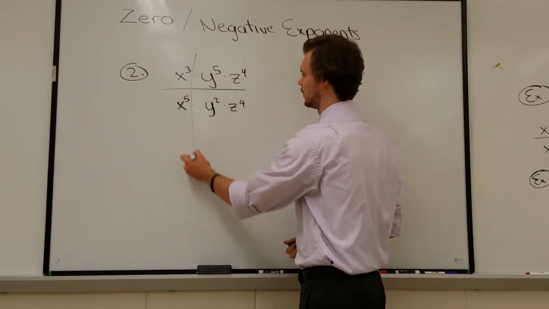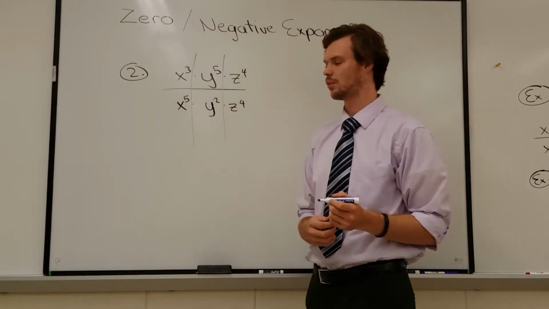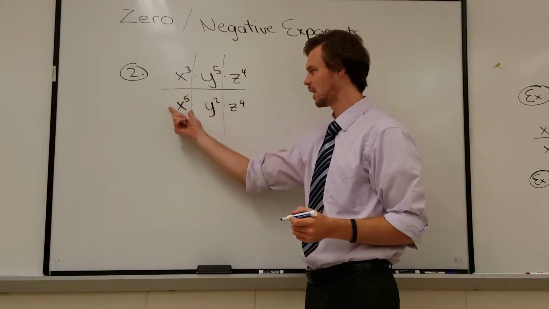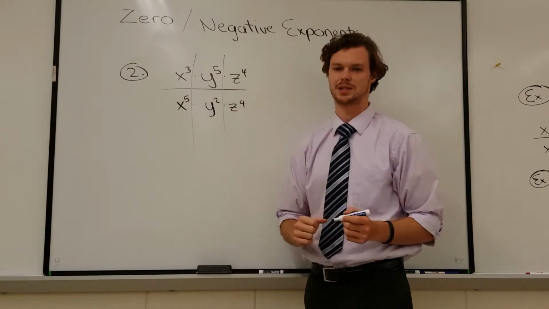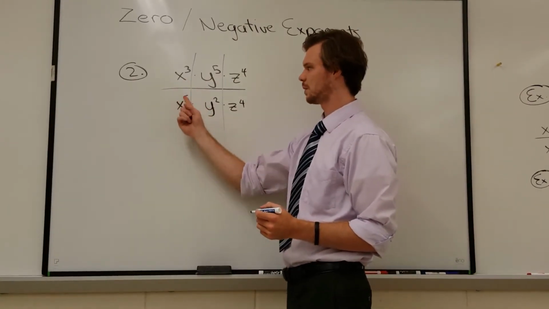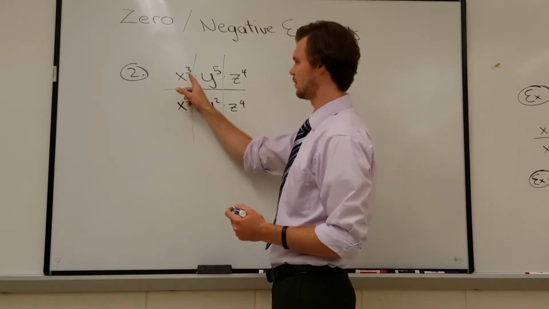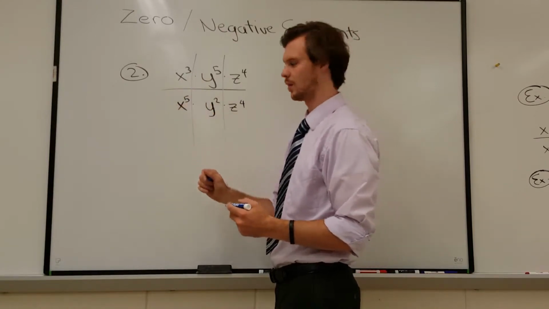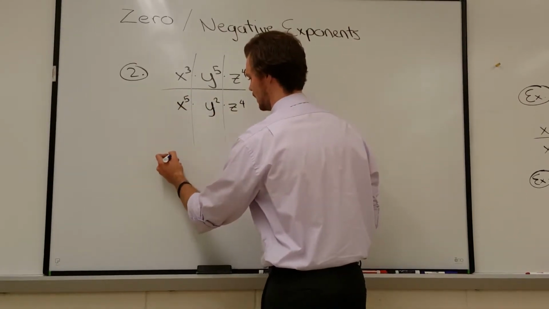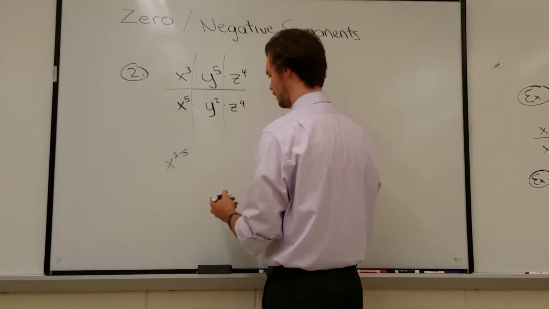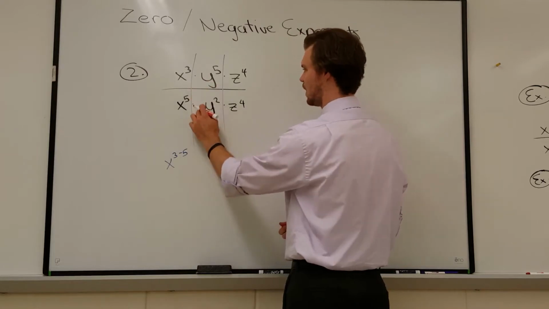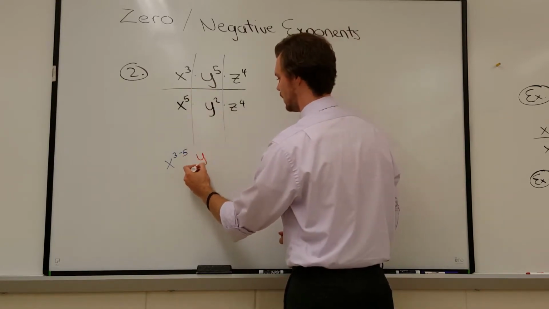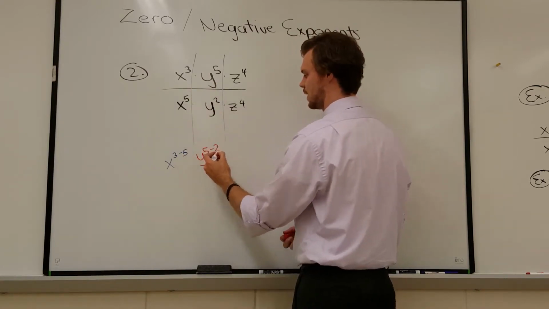I like to think about this splitting it up into 3 different fractions. I got my fraction with my x's as the base, my fraction with my y's as the base, my fraction with my z's as the base. And I like to use my quotient of powers rule. So I have x to the 3rd over x to the 5th. That's going to be x to the 3 minus 5 power. And let me use different colors for these. So with the y's, I can use the quotient of powers rule. I have y to the 5 minus 2nd power.